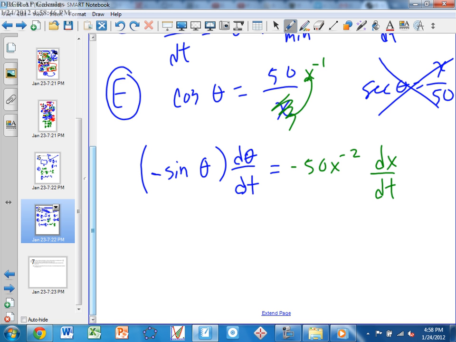We're just plugging stuff in now. So, we know what theta is: theta is 0.5 radians. We know d theta dt, which was given as 0.01. We know the value of x. Let's take a look.